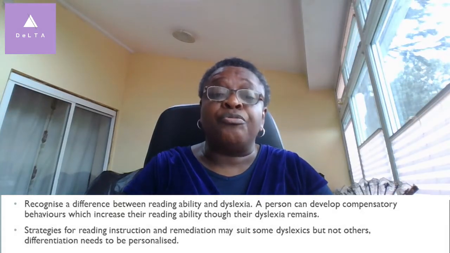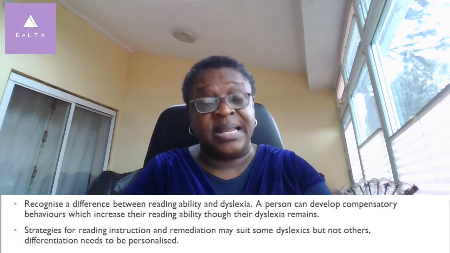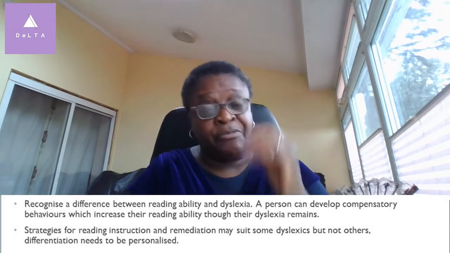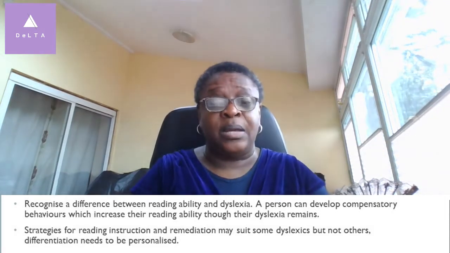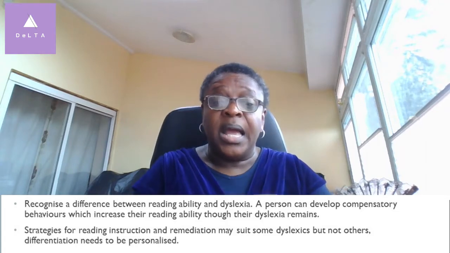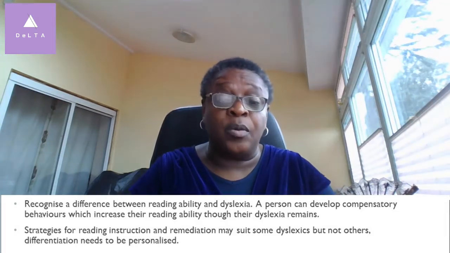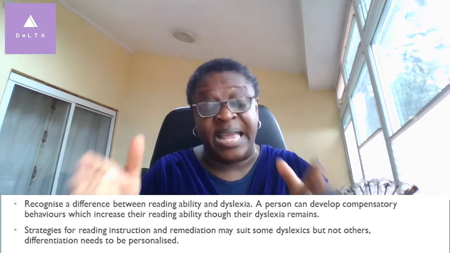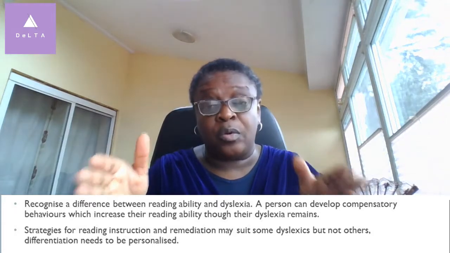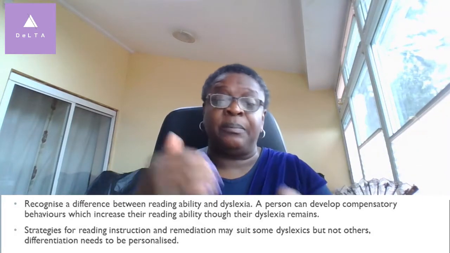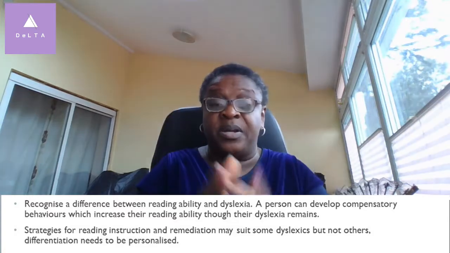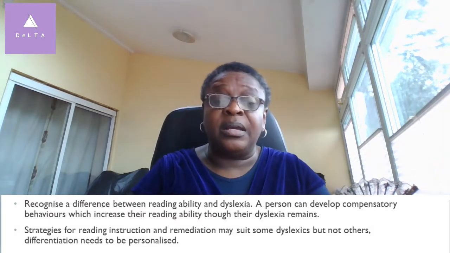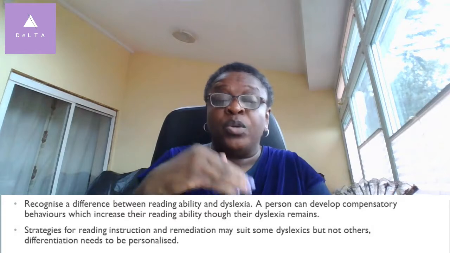And so schools need to recognize the difference between reading ability and dyslexia. Again, they are two different things. Of course, they are related because a person with dyslexia would have their reading ability impaired. However, a person can develop compensatory behaviors, which is what I mentioned earlier when we were looking at the role of the IF, the inferior frontal cortex, because there are activities that take place in that left part of the brain, where the learner can actually develop compensatory behaviors which help to increase their reading ability.